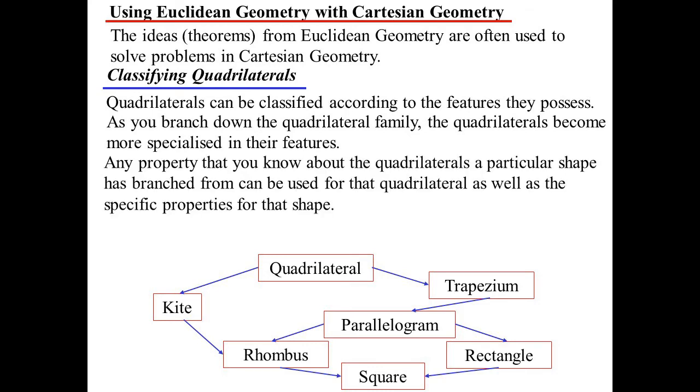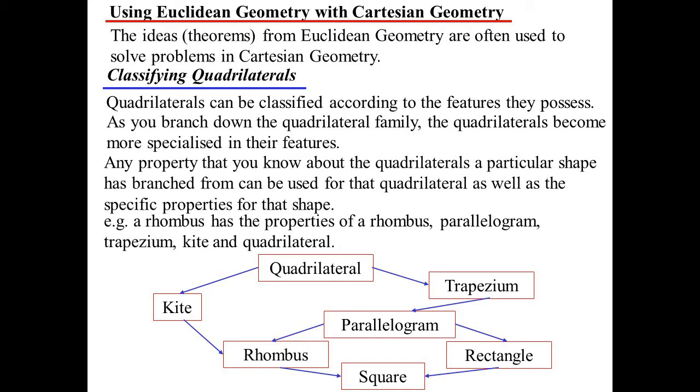Now, the thing is, any property you know about a particular quadrilateral can be used for anything that branches into that quadrilateral. So, for instance, you could use theorems about the parallelogram if you know the shapes of rhombus, because a rhombus is a type of parallelogram. The example I've got here, a rhombus, there you go. But not only could I use parallelogram, I could use any feature about a trapezium, a kite, a quadrilateral, any of those ideas I could use.